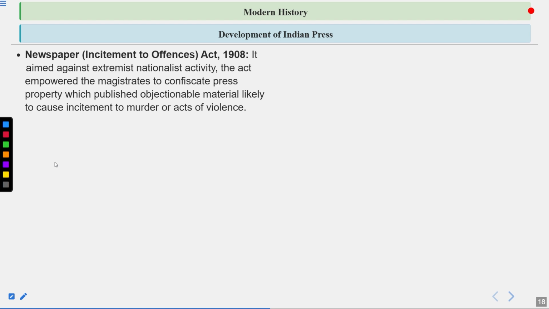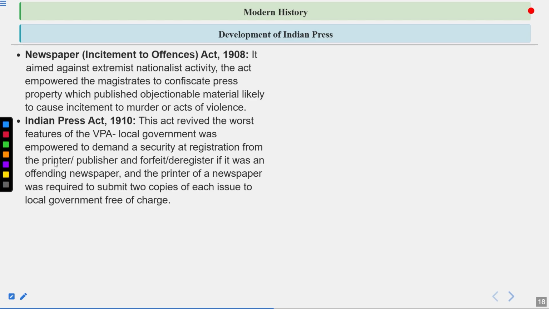Basically, I hope you remember that in 1907 the Surat session of Congress was held, and in that session the Congress was divided into two parts: the extremists and the moderates. Now in 1908, as the extremists were writing a lot in their journals and newspapers, this Newspaper Incitement to Offences Act came, under which, if anyone was found publishing anything against the government, their property could be seized. This was introduced at that time.